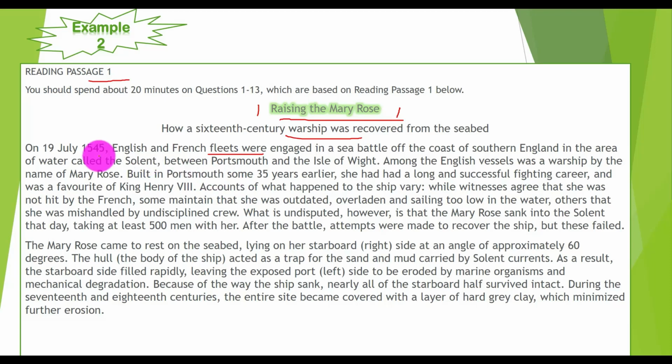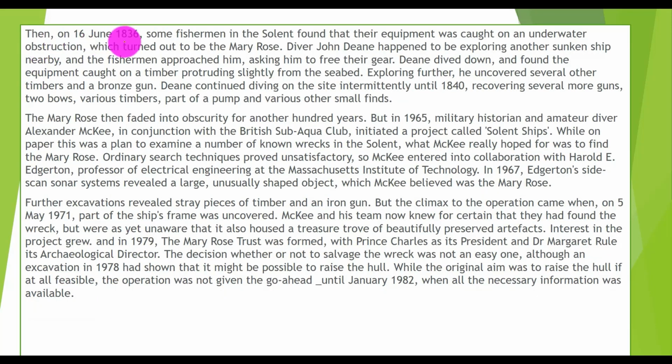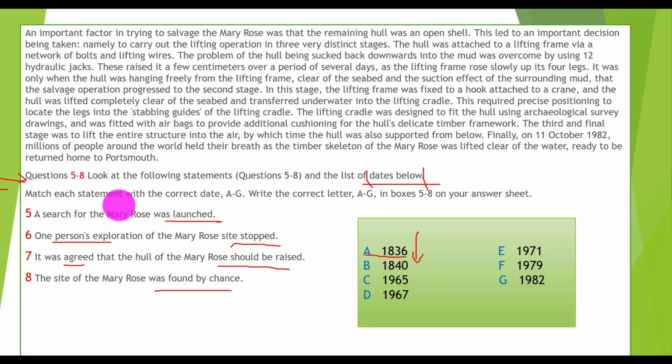This is our first paragraph, and as you see, in our first graph we have one number, and this is also a number, but we don't have anything about that. Now let's go to our next paragraph. Okay, 1836. Then on 16 June 1836, some fishermen in the Solent found that their equipment was caught on an underwater obstruction, which turned out to be the Mary Rose. Okay, some fishermen. Now, let's go back to our questions.